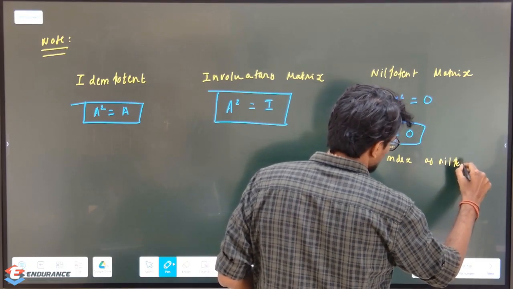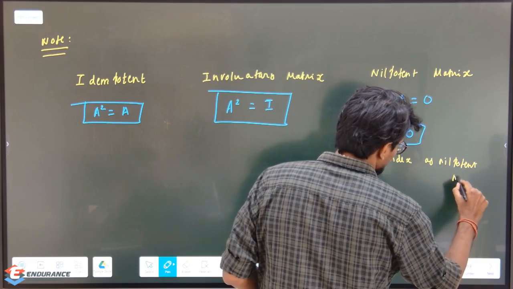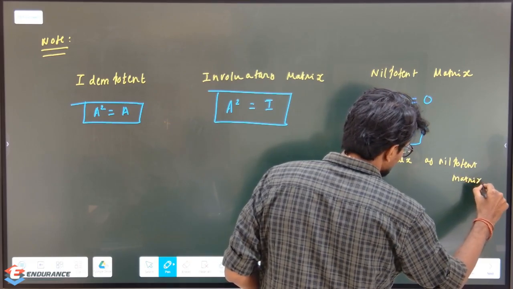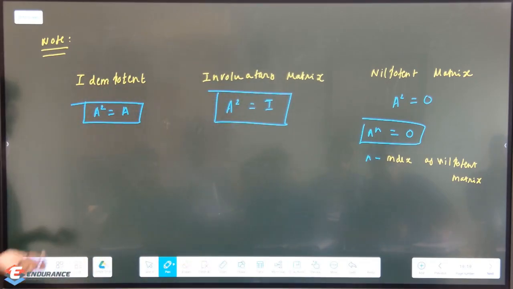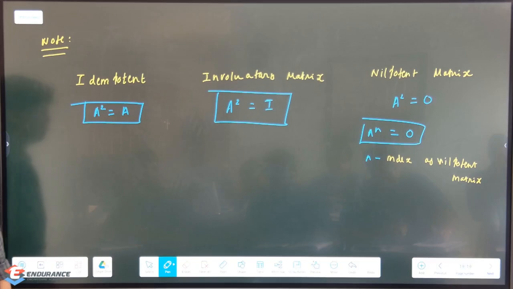Index of nilpotent matrix. Just copy this. You need to remember the terms. What is involutory, what is idempotent, what is nilpotent. Those are the conditions.